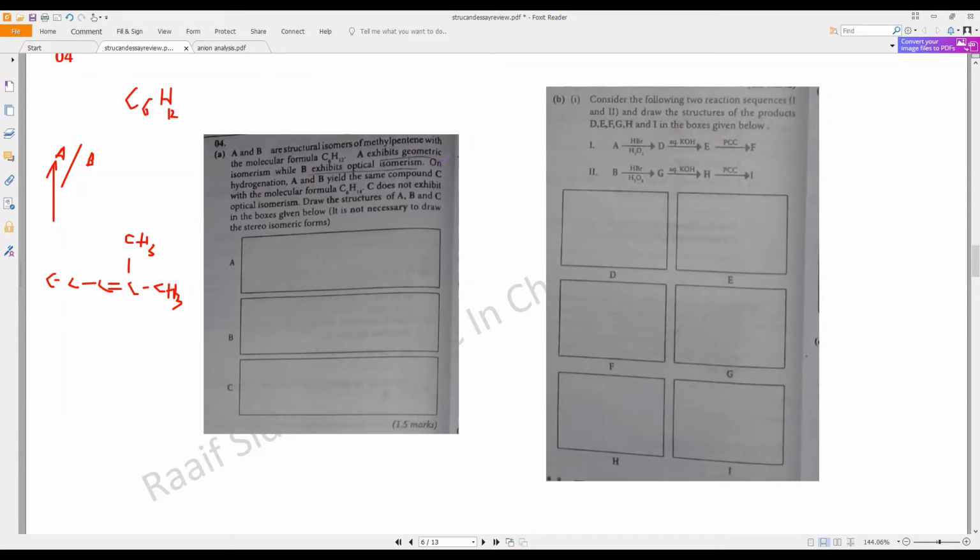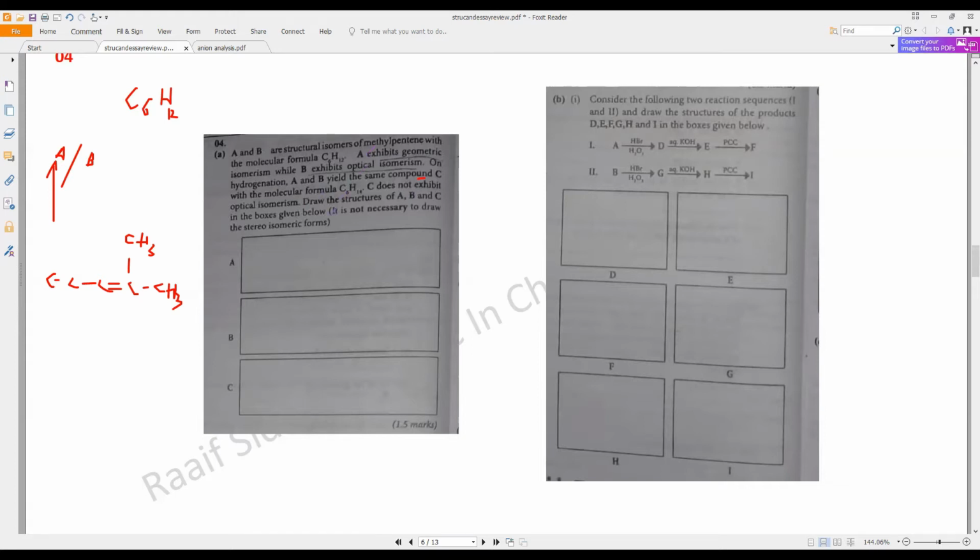There is another point that they have given. On hydrogenation, A and B yield the same compound C. This is a type of question that we have already discussed before. We get the same compound, with the molecular formula, and now this has become basically an alkane. And C does not exhibit optical isomerism, because C should come from either A or B, as those two will give the same compound.